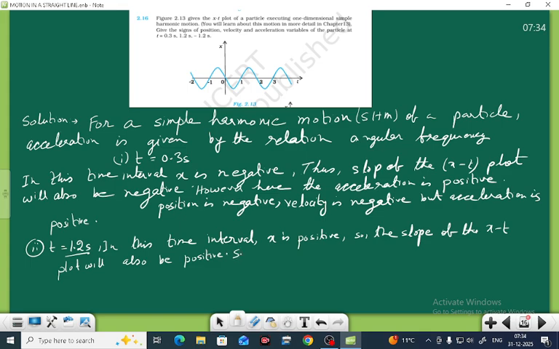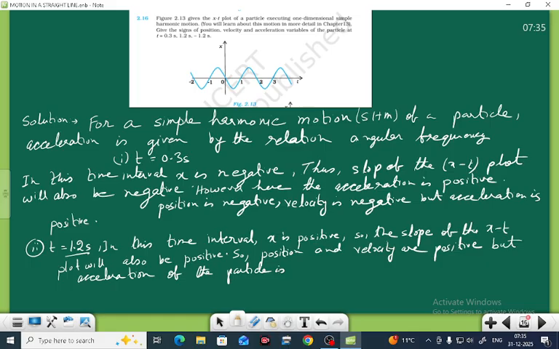So position and velocity are positive, but the acceleration of the particle is negative.